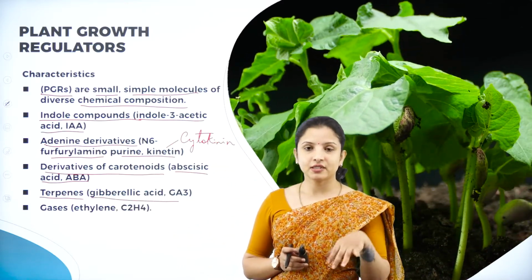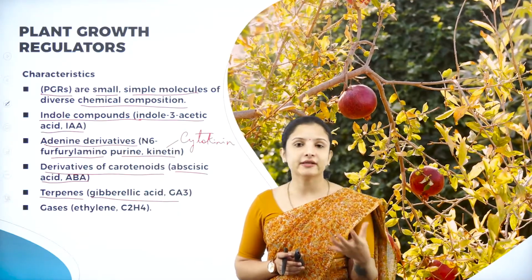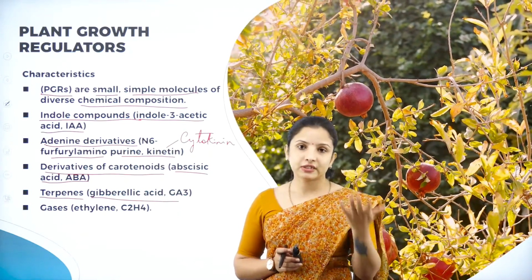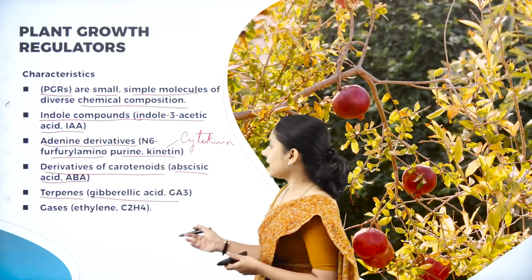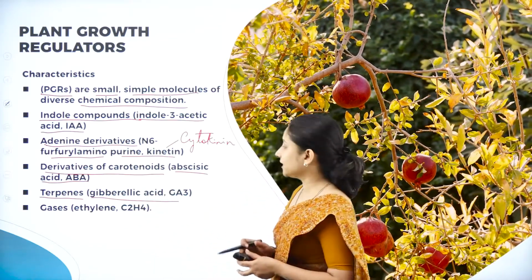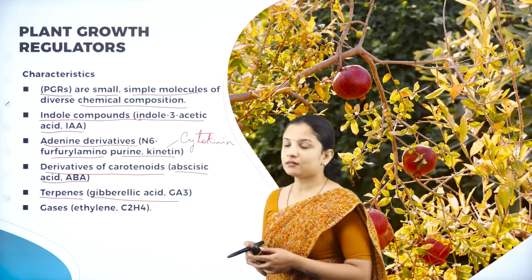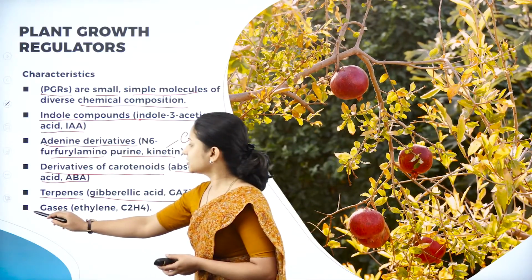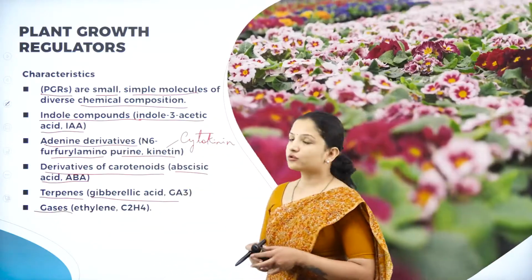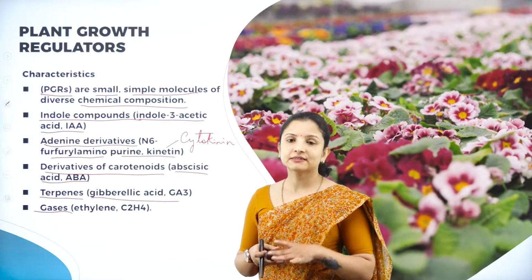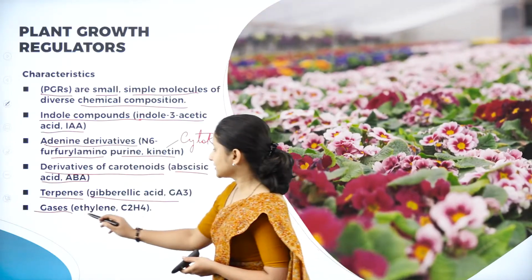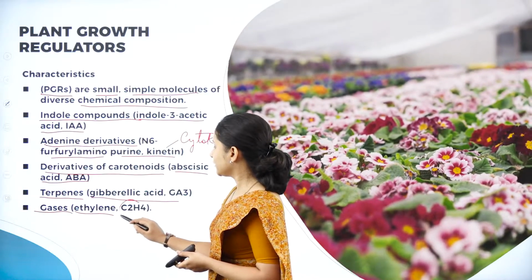Gibberellic acid usually helps in increasing the size of the plant, be it the size of the leaf and all that. So they are derived from terpenes. This is gibberellic acid, which is GA3. Next, we have certain growth regulators in the form of gases. That is, they are volatile in nature, such as ethylene, which is C2H4.